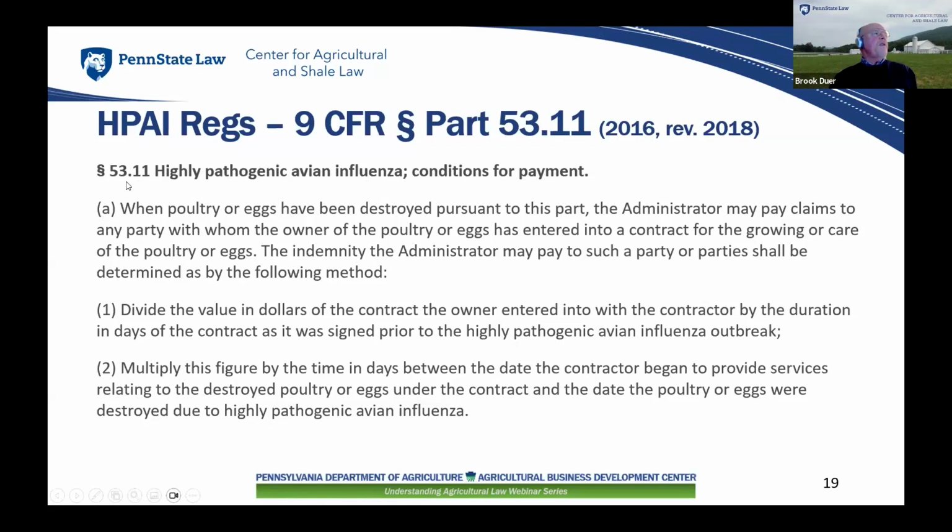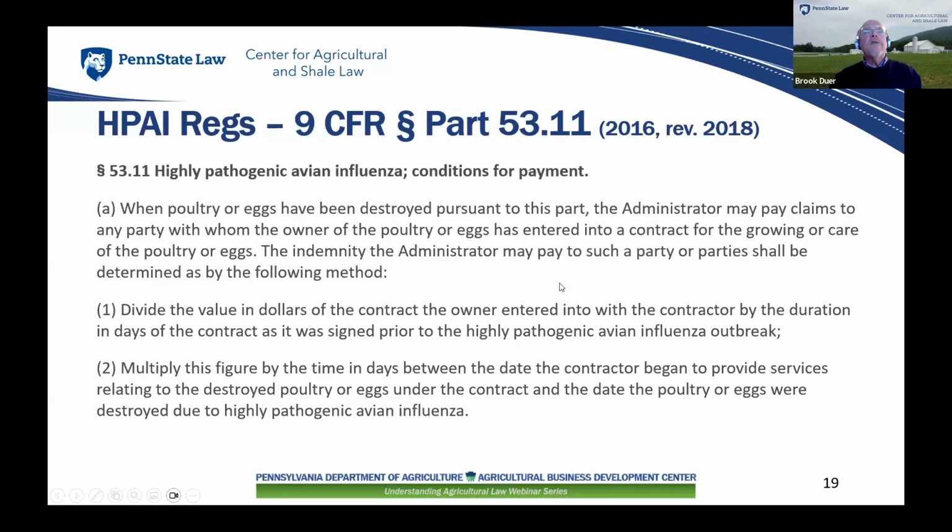So essentially, the first portion of this section is an attempt to compensate contract growers for the work that they've put in when they're not the owner. Actually, I shouldn't say compensation. This is sort of a form of indemnity for a contract grower. The problem is that the owner of the birds in a poultry situation is the one entitled to the indemnity for the animal that's been lost. Well, these contract growers aren't the owners. Somebody else is the owner.